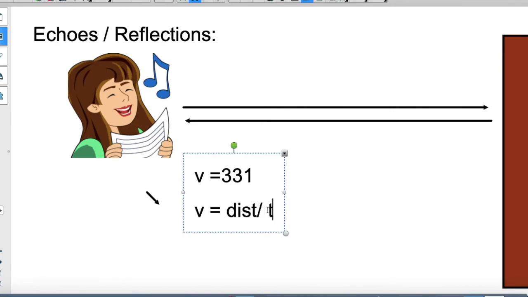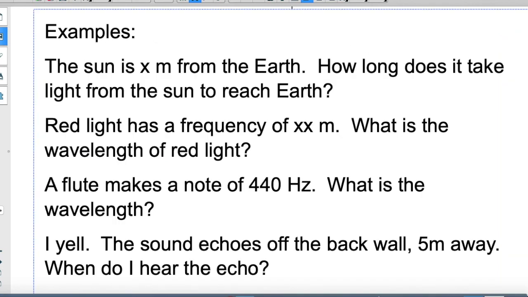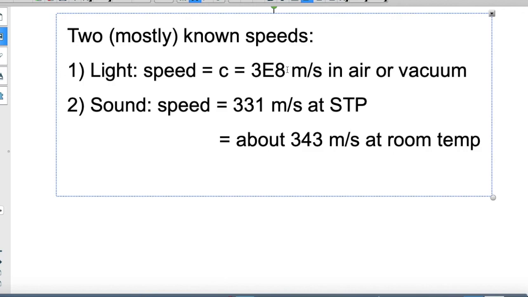Alternatively, if we know how long it took the echo to get back, velocity times time will be how far that wave traveled during that time, and half of that would be the distance to the wall. So these speeds of waves, the problems that we solve with that are really not that complex. Just v equals delta x over t that we did before, and v equals f lambda, that's new. But we have the advantage of being able to assume numbers for the speed of light and for the speed of sound.